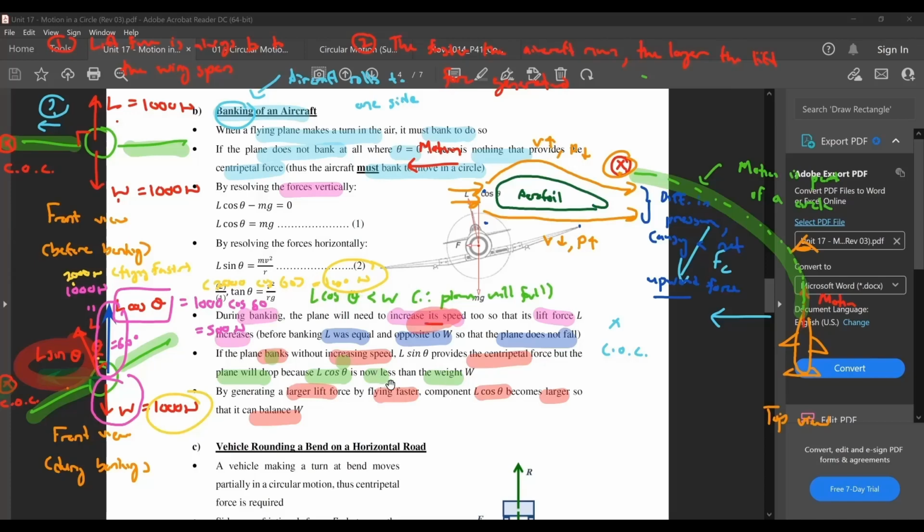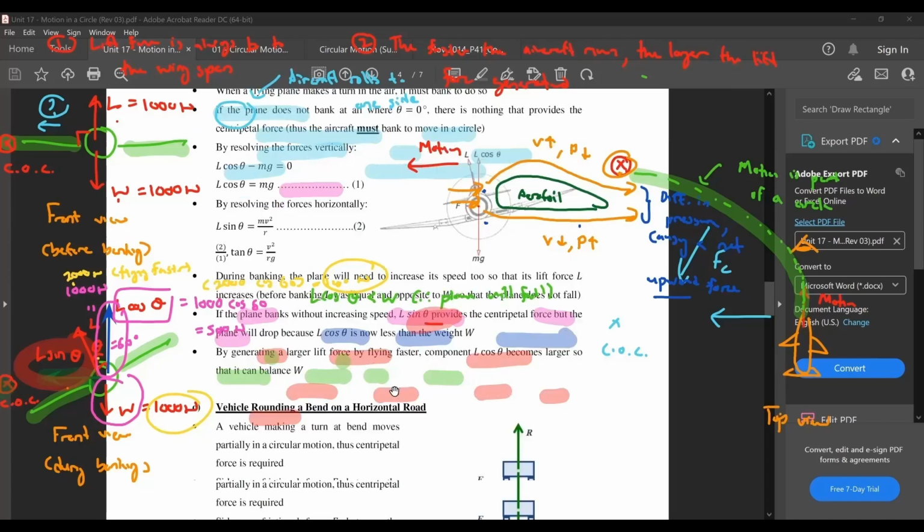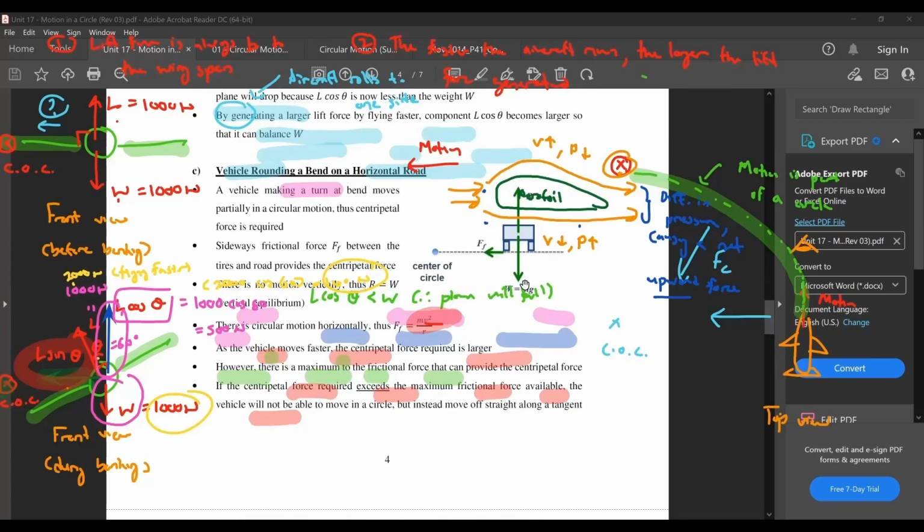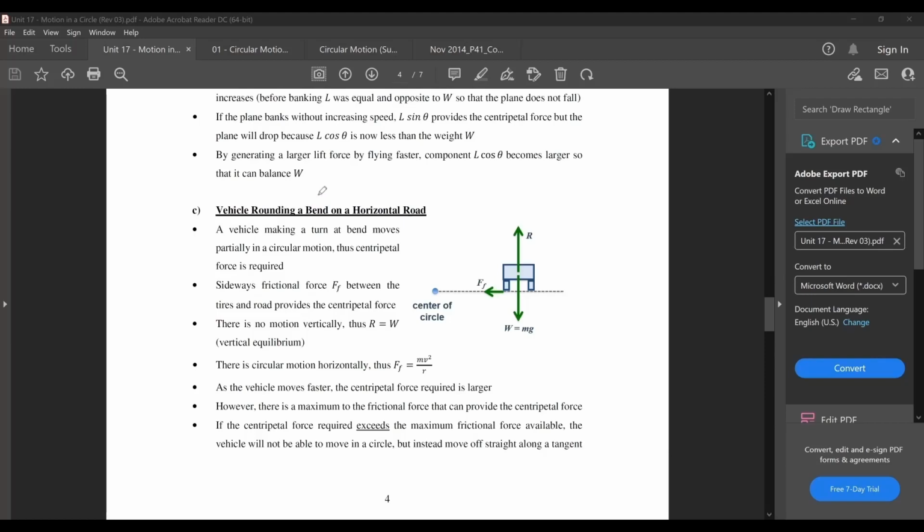This is for banking of an aircraft. Why does your aircraft need to bank when flying? So I'll just clear this one off. We now move to something that is more relevant that we can see every day. The example we're going through now is for a vehicle rounding a bend on a horizontal road. So this one is something that you can easily appreciate.